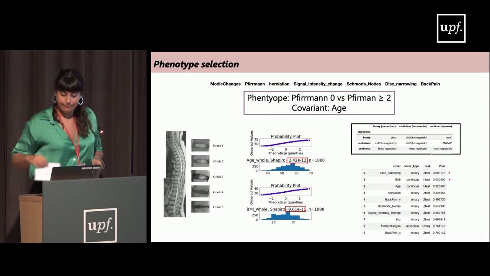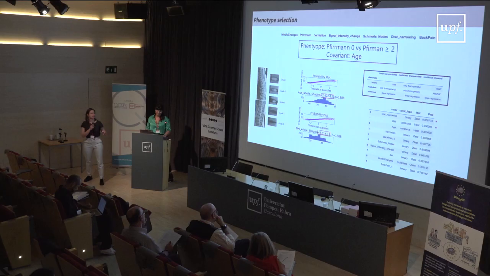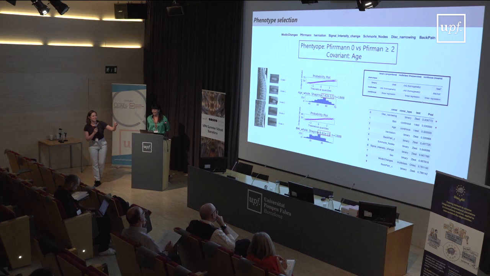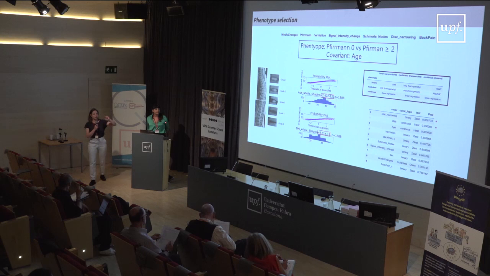As phenotype, we chose the Fearman grade. So Paola chose Fearman grade, I chose the Modic changes. We will show Paola's data in this presentation. So we chose Fearman 0 as control group and Fearman bigger than or equal to 2 as positive group. So we made a new matrix with zeros and ones, as we did not want a multi-class, but a binary for whether it's Fearman or not.